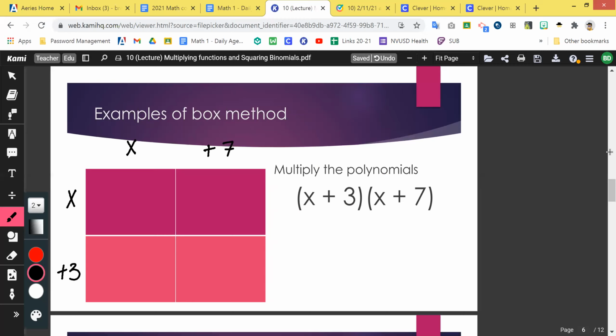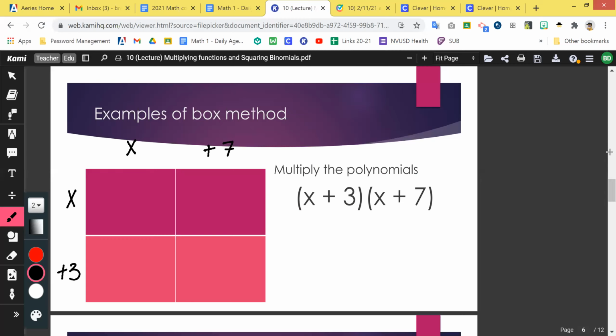Okay. Are there any questions for how I chose to organize the box? Okay, now remember, even if I switch these, if I put x plus 7 on the side and x plus 3 on the top, it still wouldn't change anything. I get the same exact answer. So it doesn't matter where you put them, you just have to make sure that you organize the terms correctly. Okay, now we're just going to go through. I'm going to write what I'm multiplying in the box so that you can see.